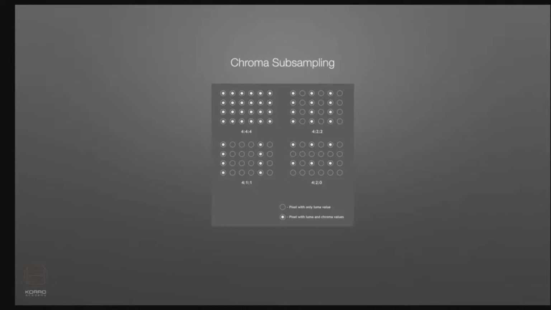In 420, which is the next most common one, you can see that is half again. So there's half as many chroma values in the next row down. It's a sample 4 wide, again, hence the 4 at the beginning.